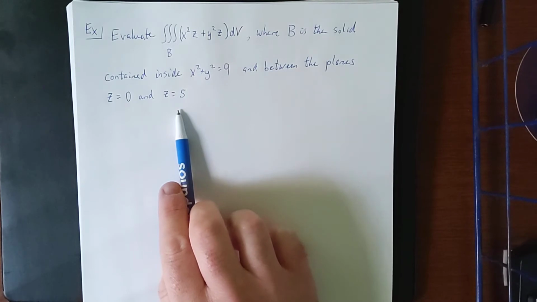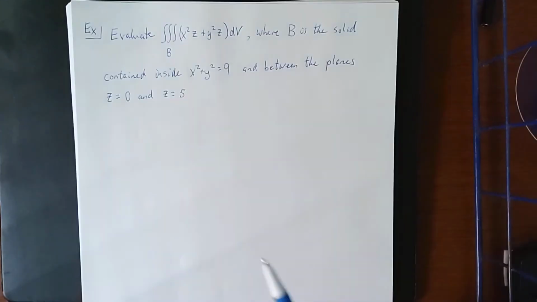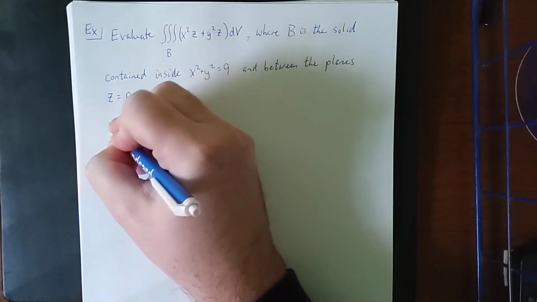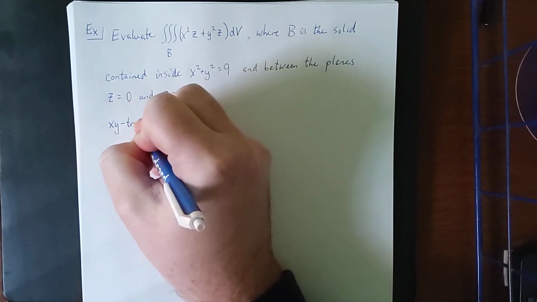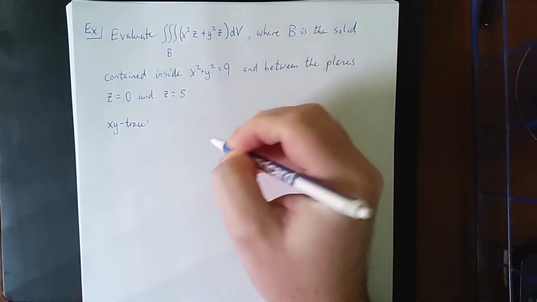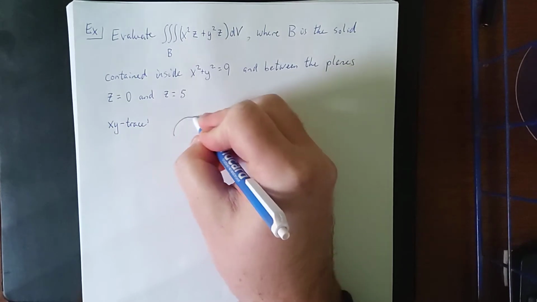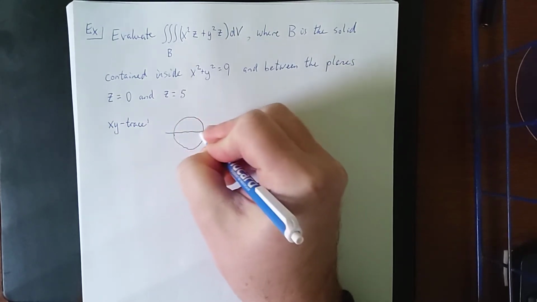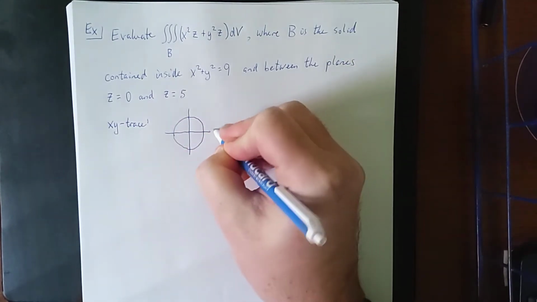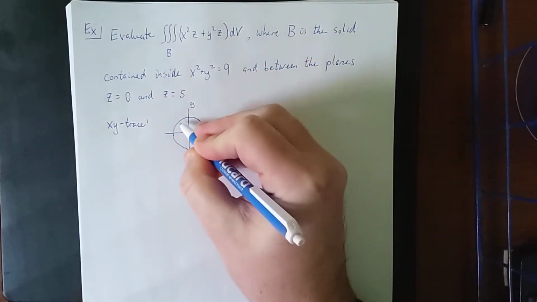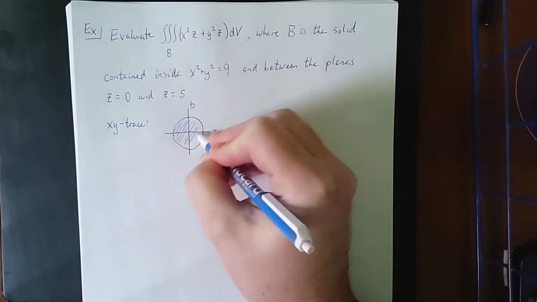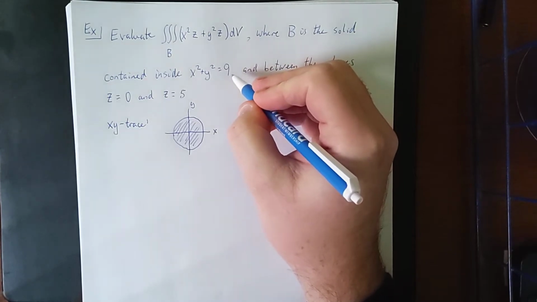Now, the very first thing that I'd like to do is take a look at the xy trace, like we said in the last video. So we have x squared plus y squared is equal to 9. The xy trace of this is going to have a cross-section that is a circle. This will be a circle of radius 3.